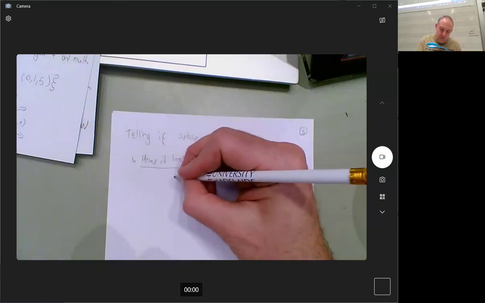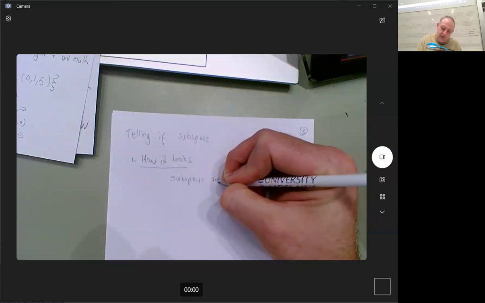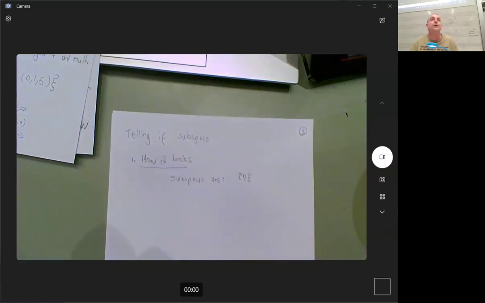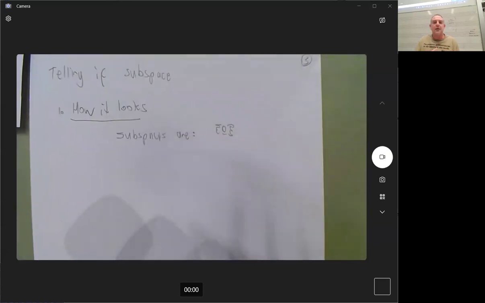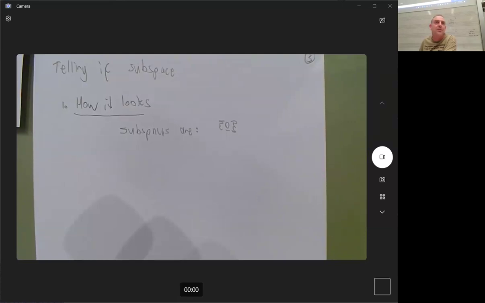So that's useful to know. Subspaces are just the origin all by itself. That is the most basic kind of subspace because it's self-contained, because no matter what addition and scalar multiplication you do to it, you can't escape it because you'll just get 0 as the answer every time. So that is the smallest subspace and is the only subspace that is a single point.